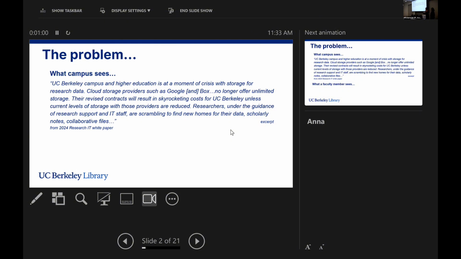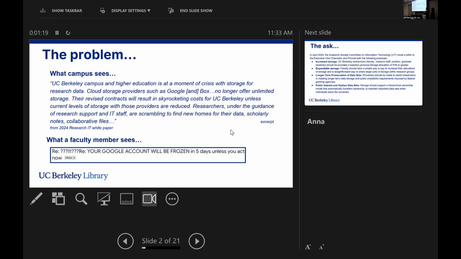So this is a chunk of text from a white paper written by one of my colleagues in research IT. But what the faculty member sees is this: your Google account is about to be frozen. You have to figure out where to put all of this data in a matter of weeks. I think ultimately we moved like petabytes of data.